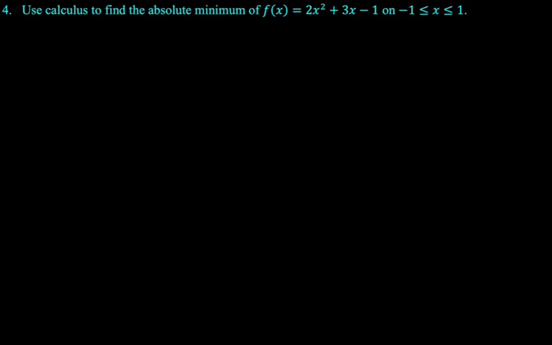All right, next problem. Use calculus to find the absolute minimum of f of x equals 2x squared plus 3x minus 1 only on the interval from negative 1 to 1. So absolute minimum in my mind is the candidates test, which hopefully you've seen at this point. To do the candidates test, you need the function to be continuous. This is a polynomial, so it's definitely continuous. So I'm going to say f of x is continuous on -1 to 1.